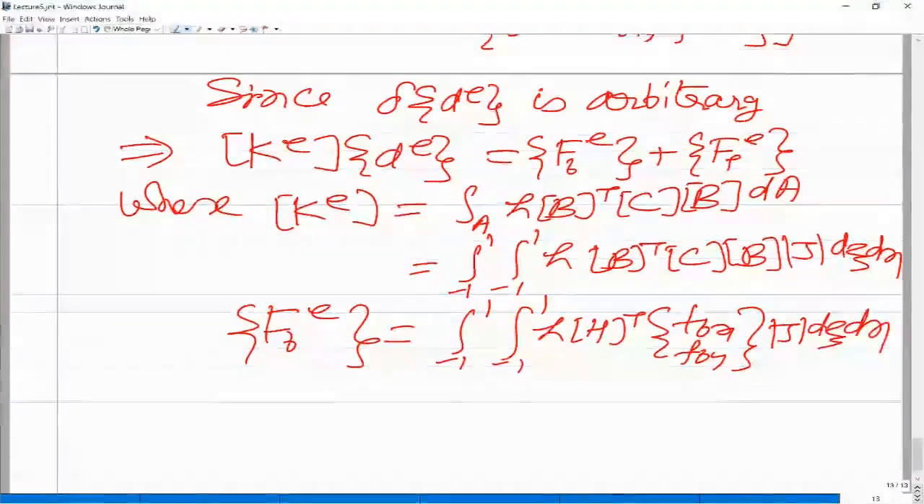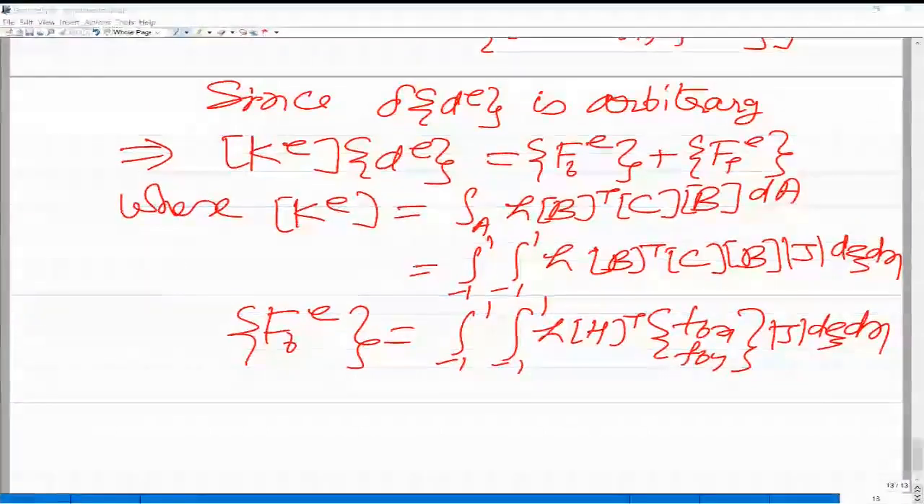The other integral I am leaving as it is because that's the boundary integral. So you write the element level governing equations like this, and then of course you have to do the assembly, impose the boundary condition, and solve the problem. So I think that is where I want to stop. If you have any questions, you can ask.